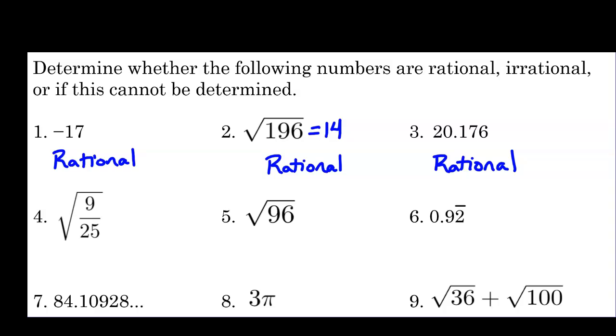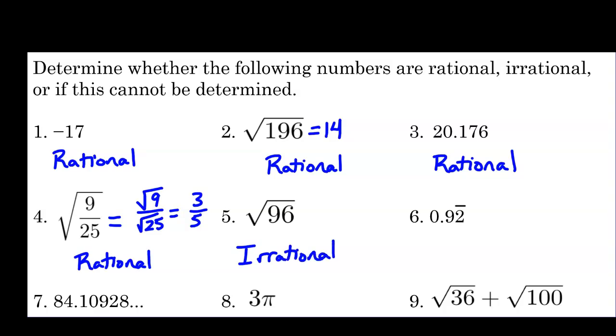Square root of 9 over 25. So square root of a fraction. So we'd say square root of 9 over square root of 25. Remember how we could break that up, which is 3 over 5. Again, we have a rational number. Square root of 96. 96 is not a perfect square. So square root of 96 then would be an irrational number. 0.92 repeating, with only the 2 repeating. It's a repeating decimal, so therefore it would be rational.